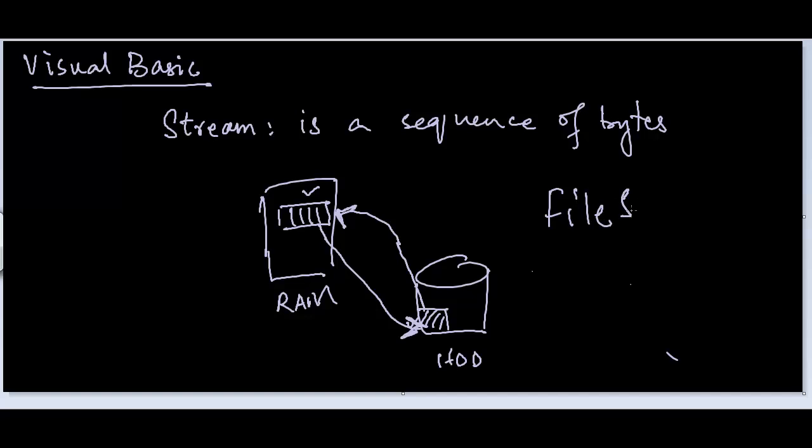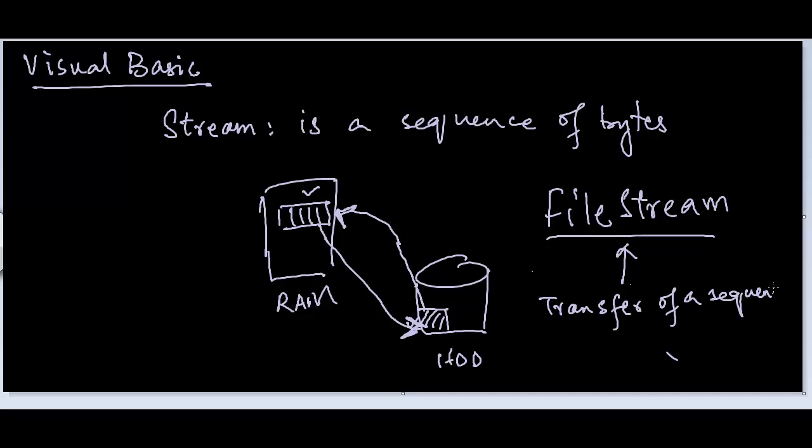So in Visual Basic we are going to be dealing with file streaming, which involves transfer of a sequence of bytes to a file and from a file. So to and from a file. So file stream we can think of as a transfer of a sequence of bytes to a file and from a file. Okay, just a side note before we proceed further.